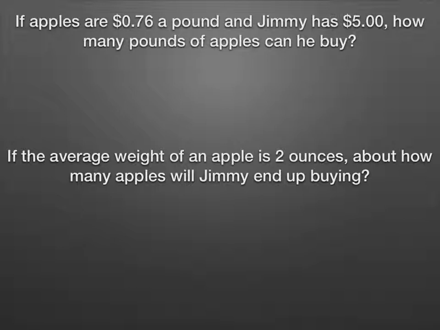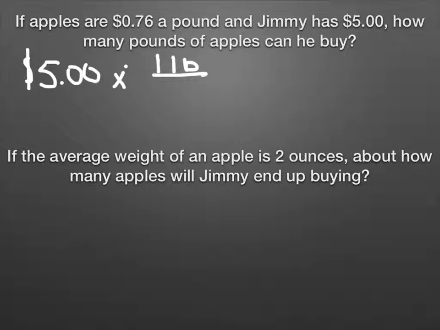If apples are 76 cents a pound and Jimmy has $5, how many pounds of apples can he buy? This is a dimensional analysis problem. If we know that Jimmy has $5 and we want to know how many apples that will be, we take our equivalency, 76 cents equals 1 pound, and we establish a ratio. We multiply through by that ratio. So we take our unit we want, pounds of apples, so 1 pound, and we put that on the top of the ratio, and then we take the unit we have, dollars or cents, and we put that on the bottom, so 0.76. And we just multiply through and cancel the units.